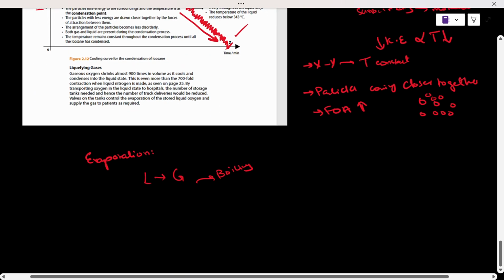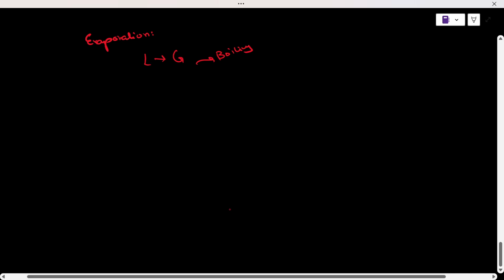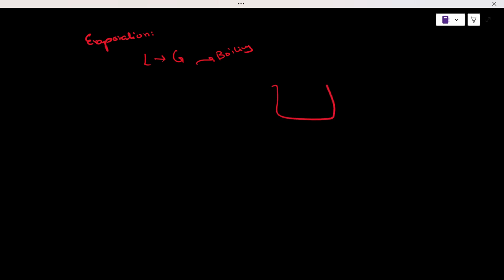Anyways, now evaporation is basically a process. Whenever boiling is happening, let's say you have this beaker with water inside, and you're heating it. Imagine a classroom with 30 students, all of them standing, and this is the door. You've got 30 students standing inside the classroom.